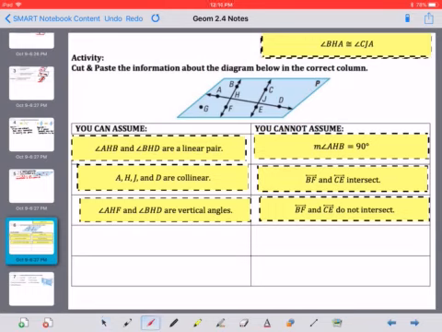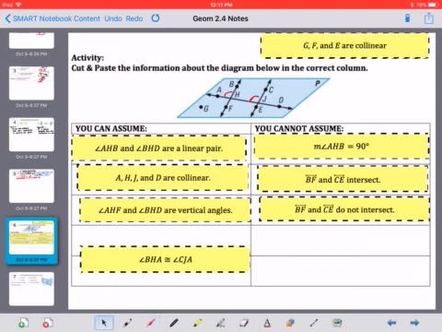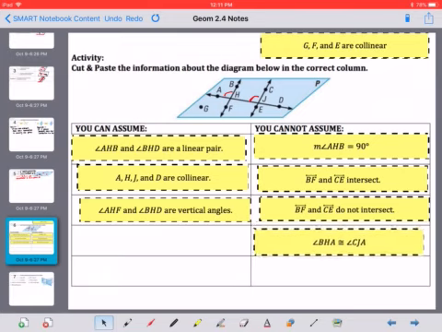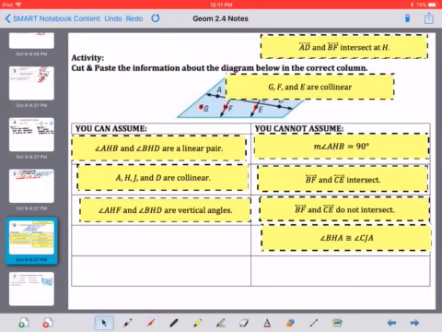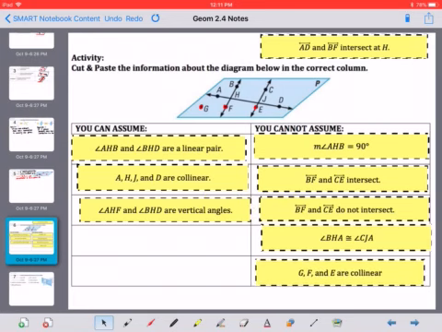All right, angle BHA is congruent to angle CJA. Well, they look like they are about the same number of degrees, but they don't tell us how many degrees they are, and they don't have any marks on them, so we cannot assume that those are the same measure. G, F, and E are collinear. Well, there's no line going through them. They look like they are, but unless there's a line going through 3 points, you cannot assume that they are collinear.